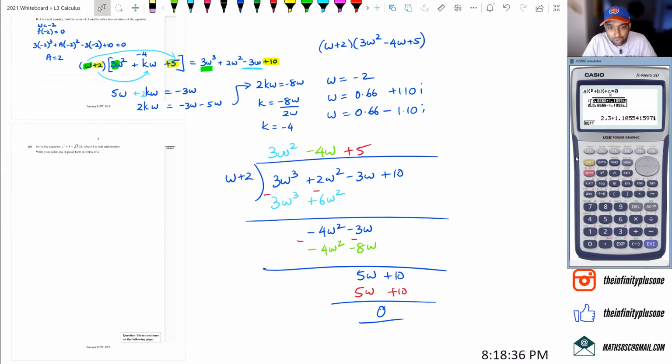So yeah, you could do it the long division way if you want to as well. That's not a problem, but like I said, pick whichever one is actually easy for you and go with it.